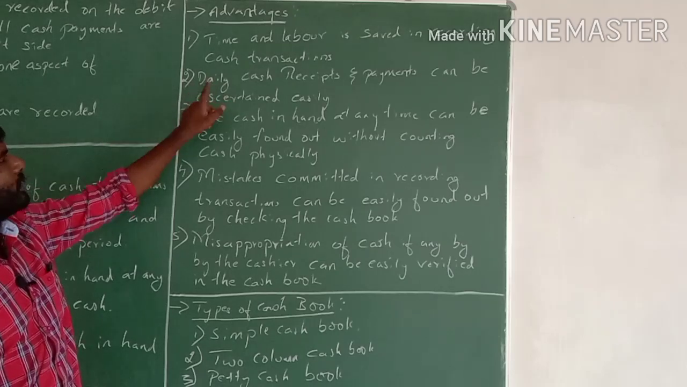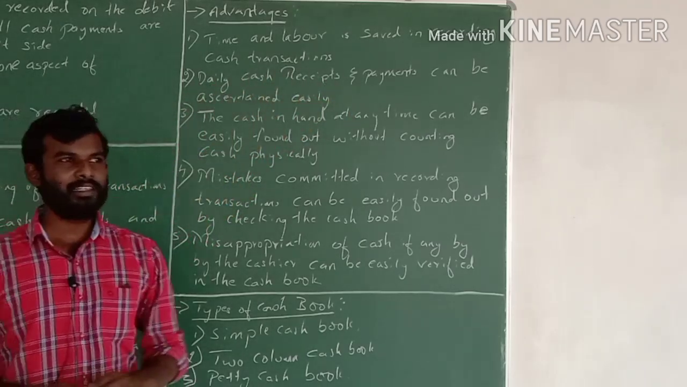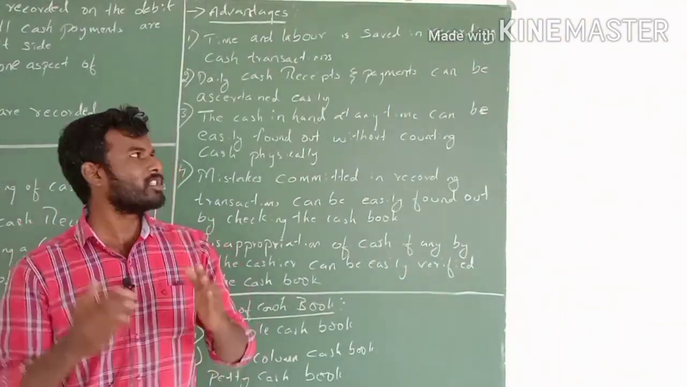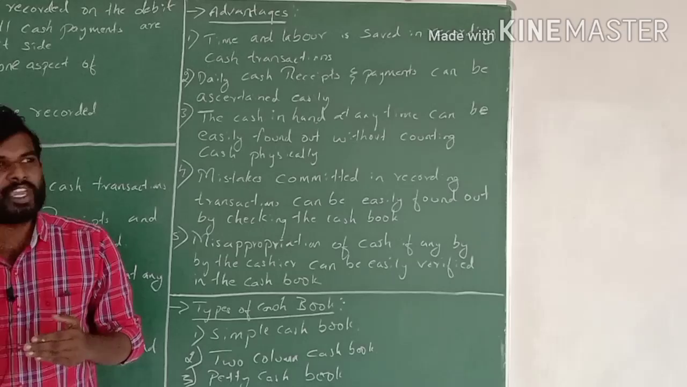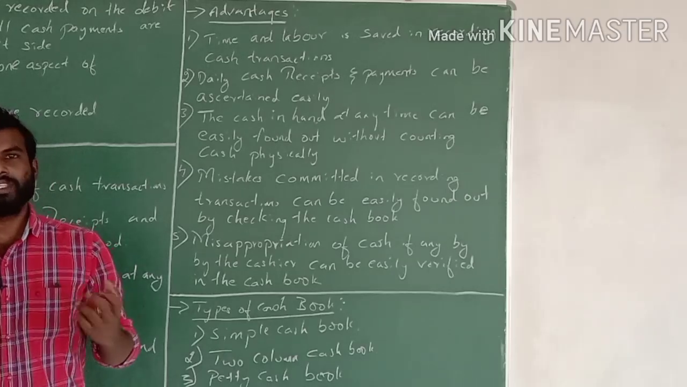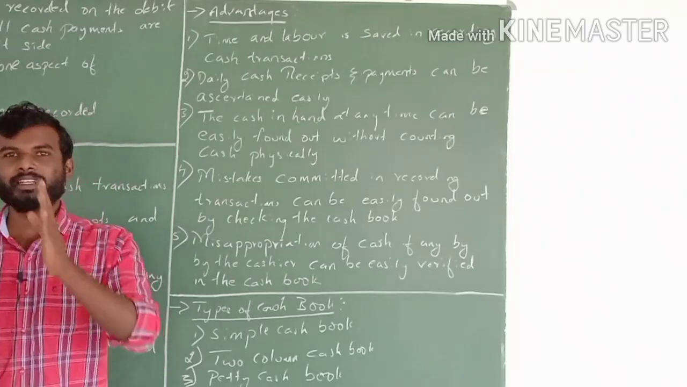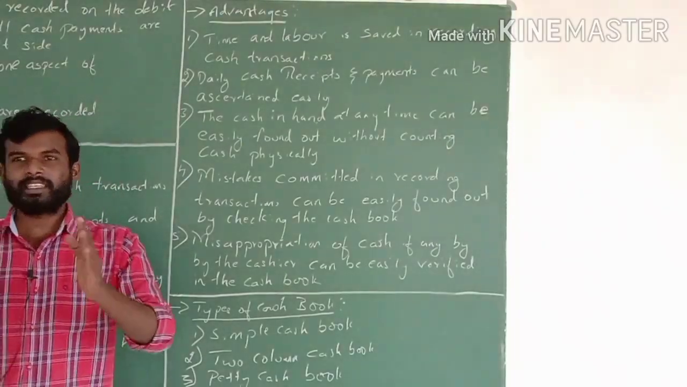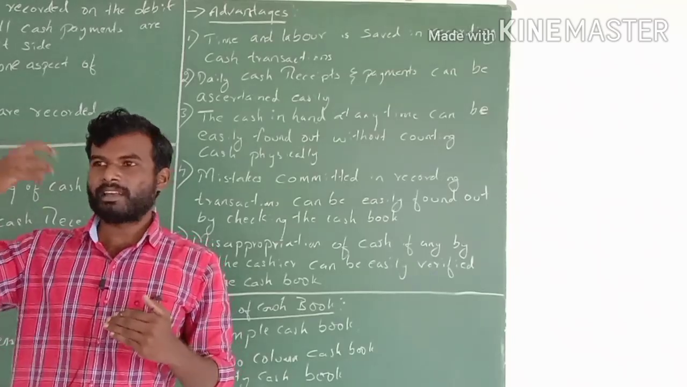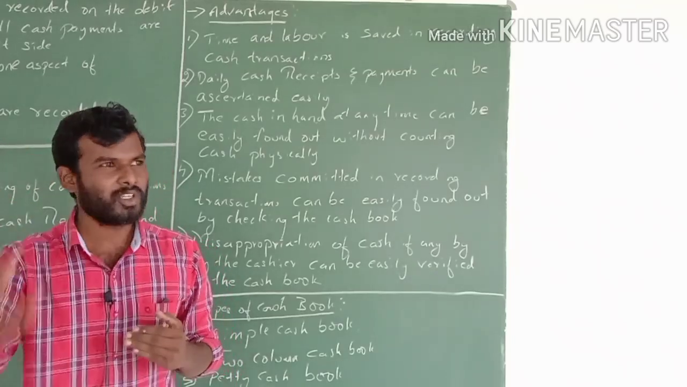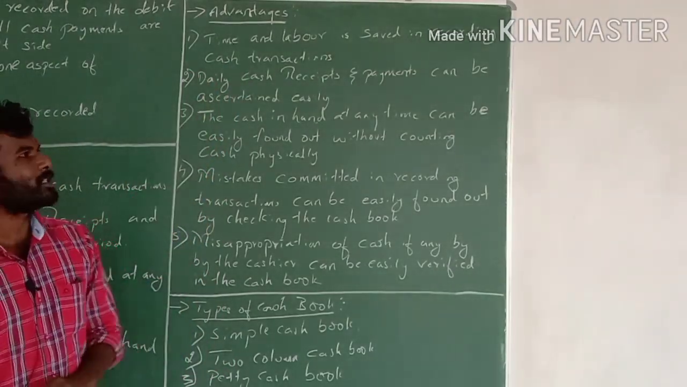The next point I said is that daily cash receipts and payments can be ascertained easily. As I said already, we can easily find out how much we received and how much we have paid. How easily? Because on the debit side all the receipts will be recorded, and on the credit side all the payments will be made. For example, 1 lakh is what we received yesterday, we paid some rent and other expenses of rupees 50,000, so 50,000 is remaining today. We can easily ascertain the daily cash receipts and payments.